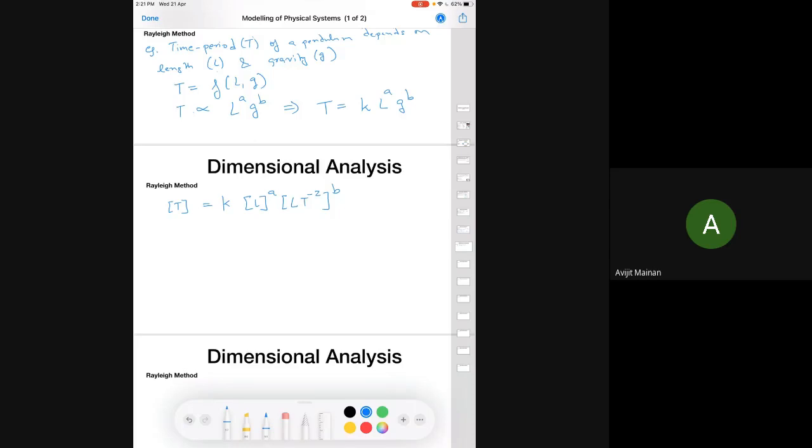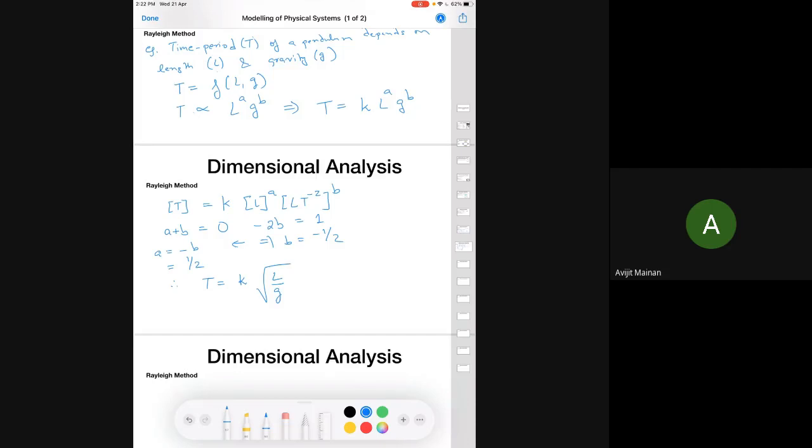Now let's match the powers on either side. L has the power of a plus b, so a plus b equals 0, since there is no length on the left. And we have the equation for time, which is minus 2b equals 1, which means b equals minus half. I put this in the other equation, so a is equal to minus b, which is plus half. Therefore, we easily find the relationship T is equal to K square root of L by g.